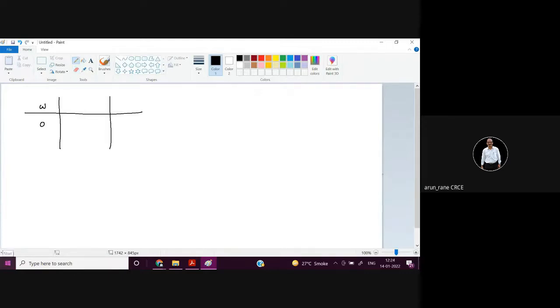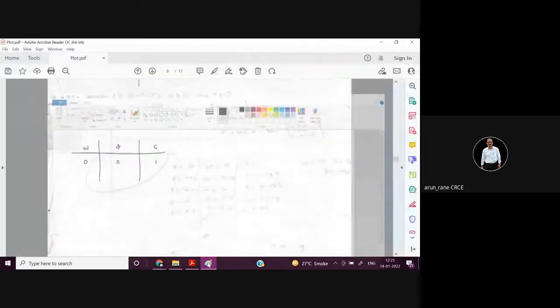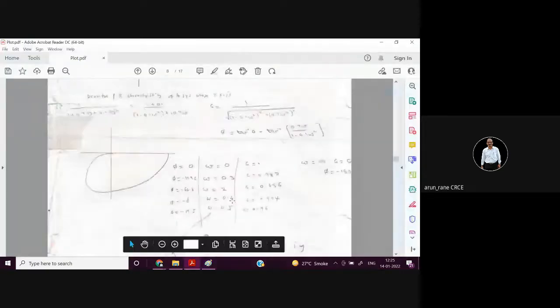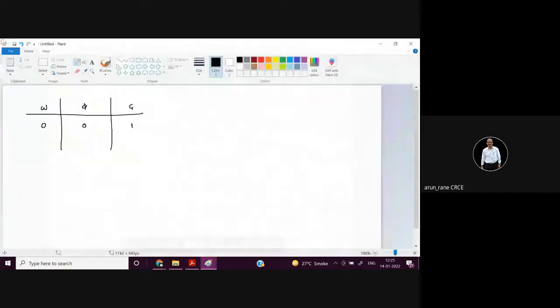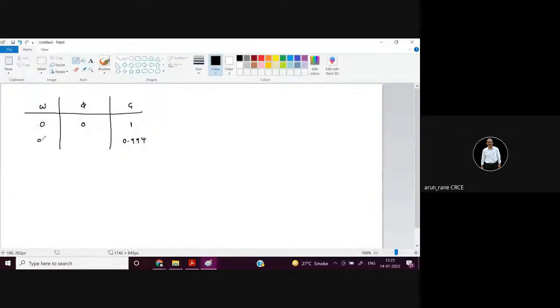So here I will write phi and here I will write g. So this is 0 and g is 1. Now next, we are changing omega from 0 to infinity. Next is omega 0.2, then 0.3 and 0.5. Remember the value of g. G is how much? 0.994. This is for 0.2, 0.3, 0.5.